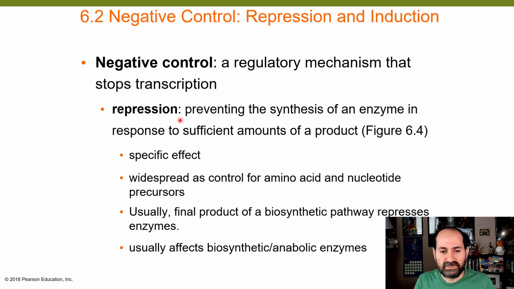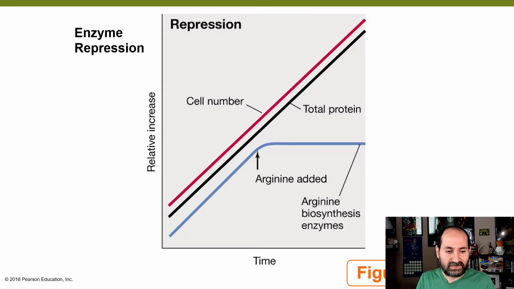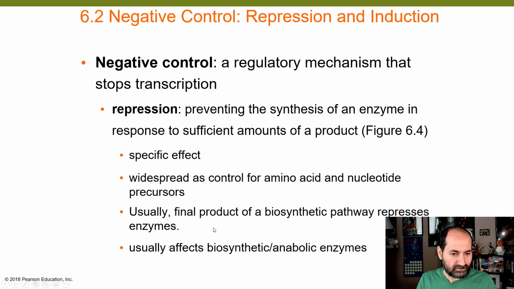A repressor protein would bind to a repression sequence at the promoter, preventing RNA polymerase from doing its job. And usually you see this type of control for biosynthetic anabolic enzymes. So this means that it's something that is being built, right? It's widespread as control for amino acid and nucleotide precursors.